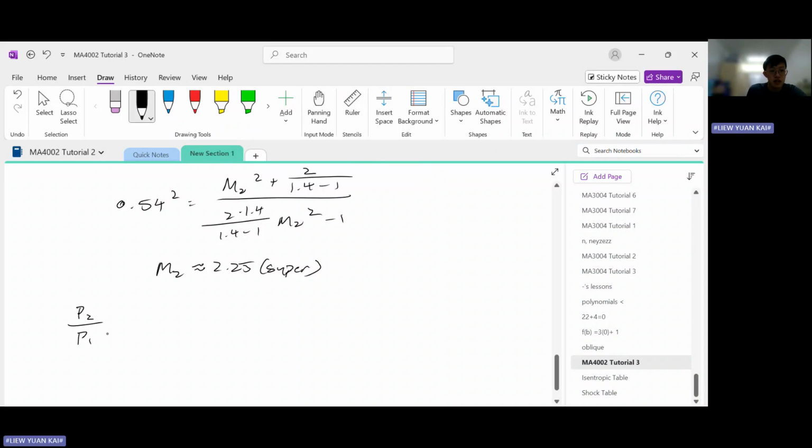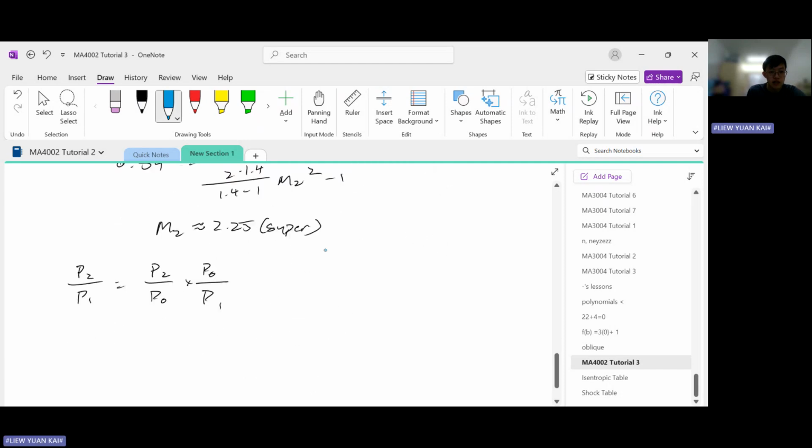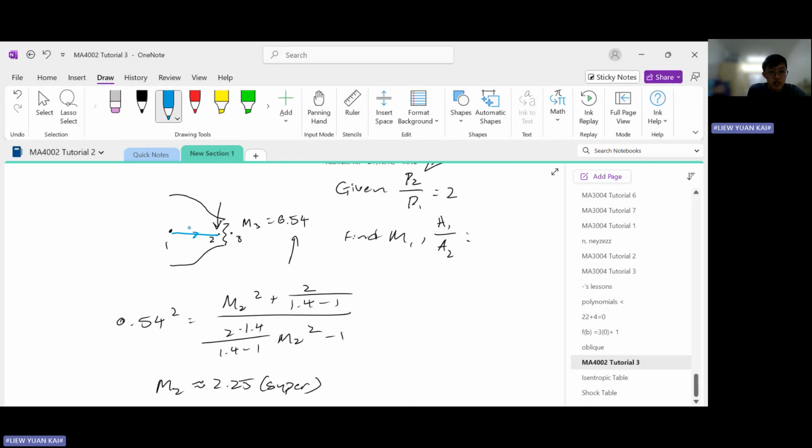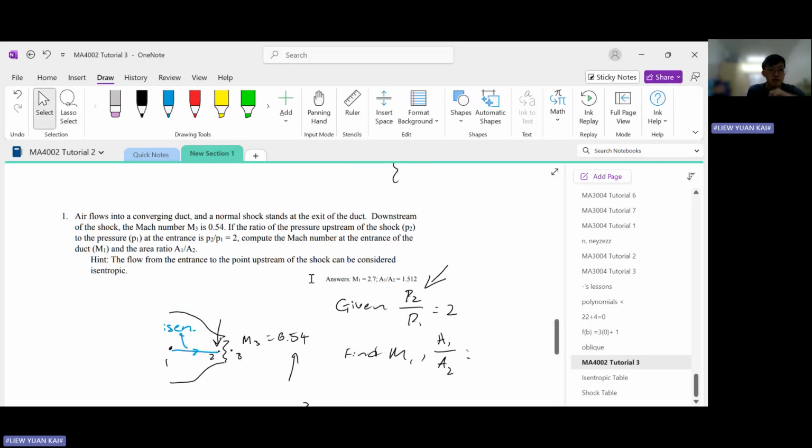This P2 over P1 can be rewritten as P2 over P0 times P0 over P1. Now, why can I do this? Let's take a look at the flow between 1 and 2. What kind of flow is between 1 and 2? This is considered an isentropic flow. The hint says here, the flow from the entrance to the point upstream of the shock can be considered isentropic. We are told that is true.